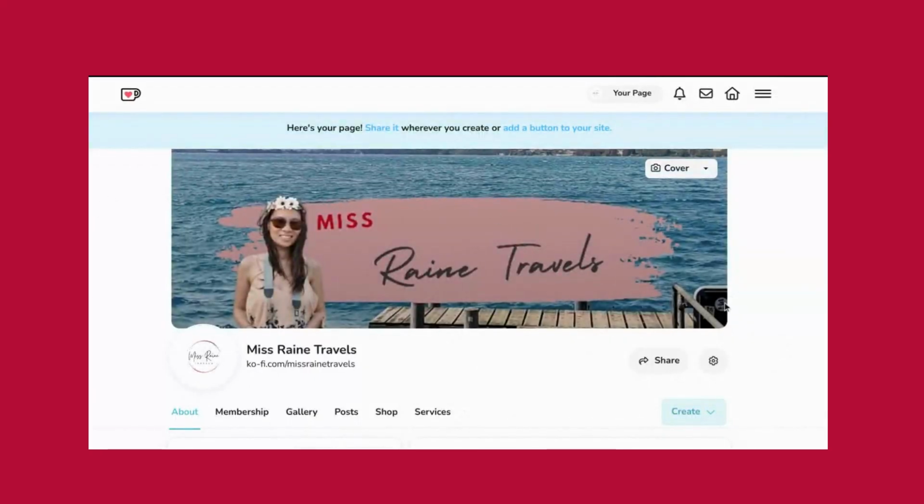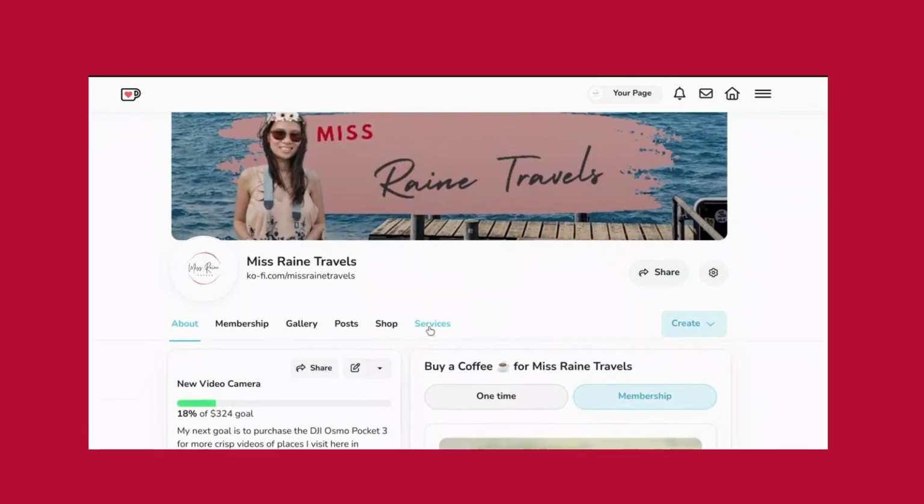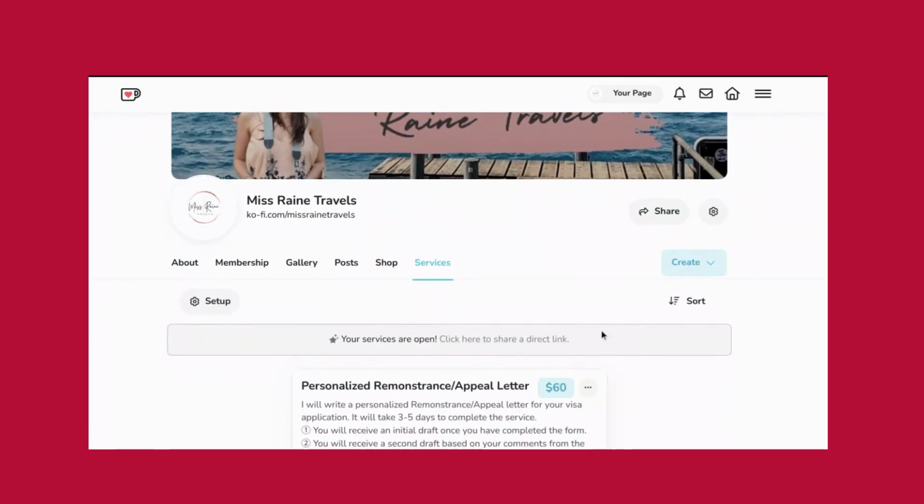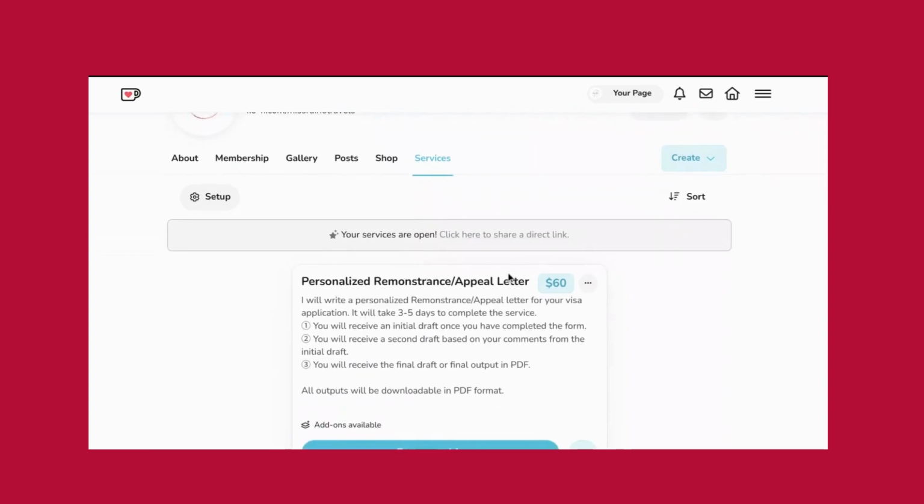So this is my copy page where you can commission me to write the remonstrance letter or letter of appeal for you. Again, take note that I will only be writing letters if they are in English. If they are in a different language, of course, please do request an official translator to do it for you. Okay, so you can go to the services, and it's the first one that you will see here for the personalized remonstrance or appeal letter. It will take around 3 to 5 days for me to complete the service.